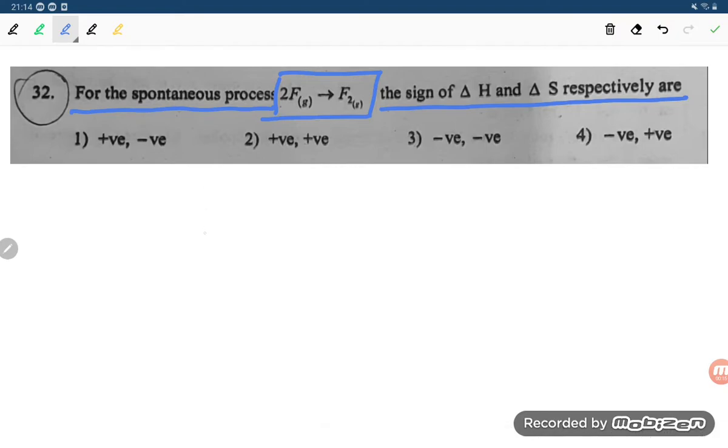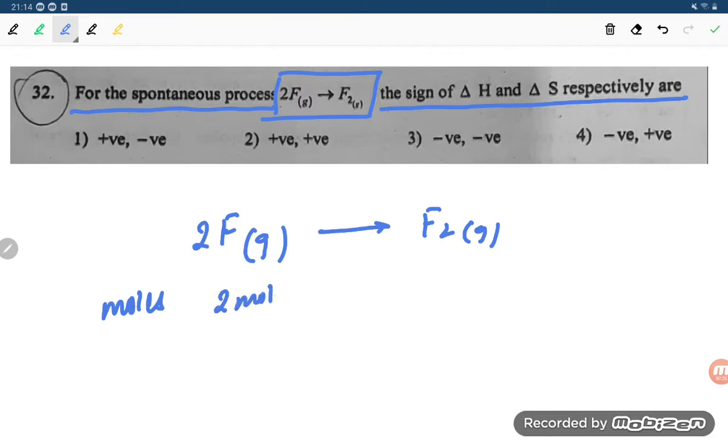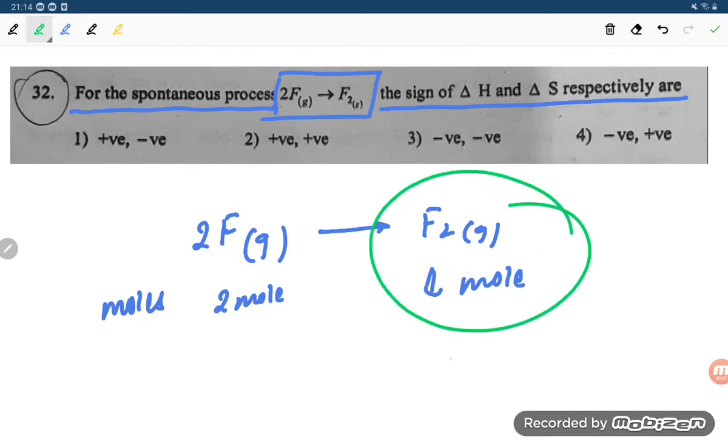So if you talk about 2F, this is a gas, it is giving F2, this is also a gas. Moles, you see students: 2 moles on the reactant side and 1 mole on the product side. So the product side moles are decreasing, and decreasing means delta S is negative.